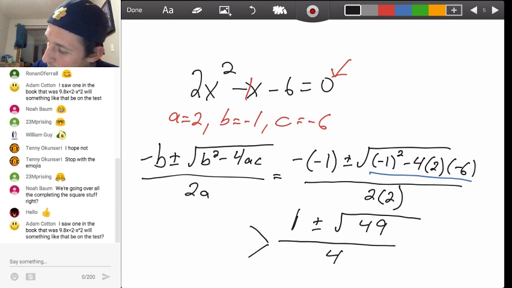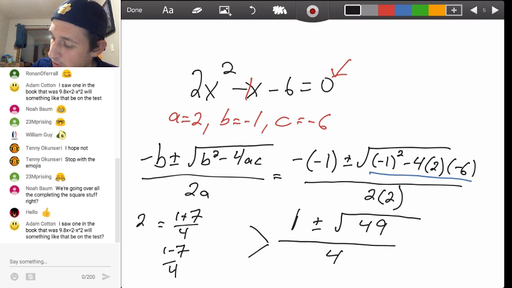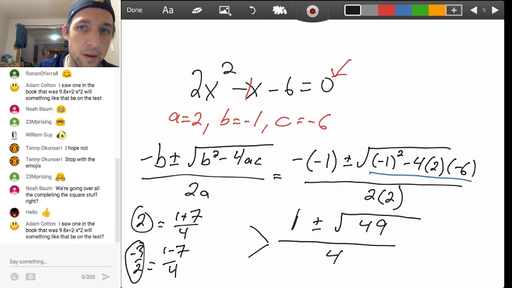So I'm going to get 1 plus 7, because that's the square root of 49 over 4. And I get 1 minus 7 over 4. If I simplify both of those, I get 2, and I get -6 over 4, which is -3/2. You could also have -1.5 there, and that would work really well. Okay?